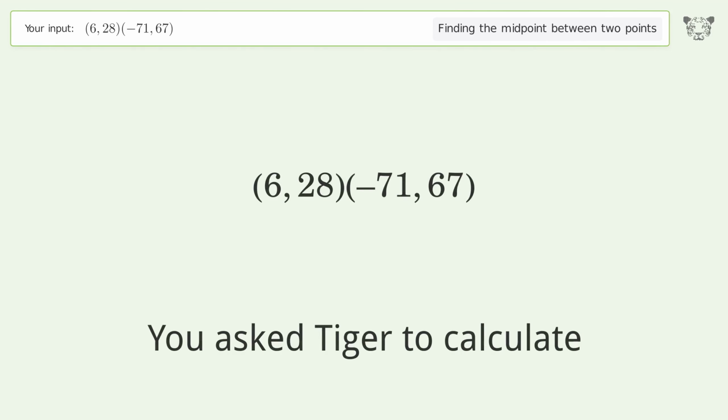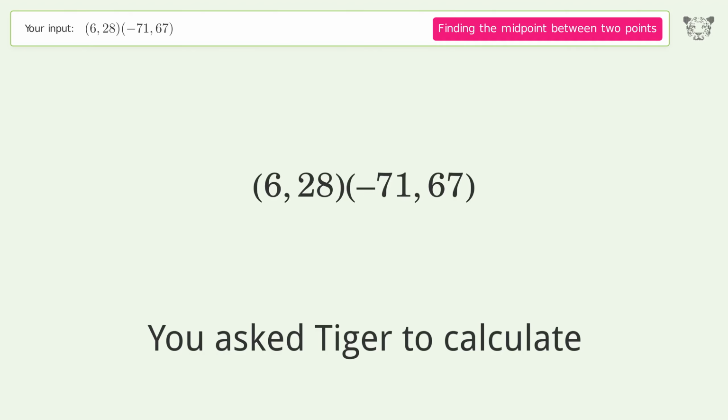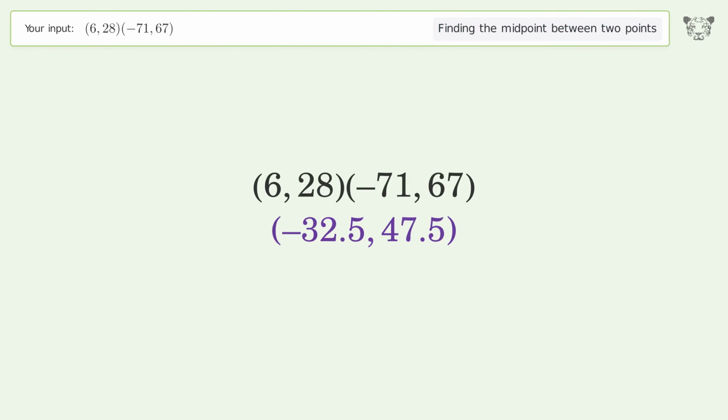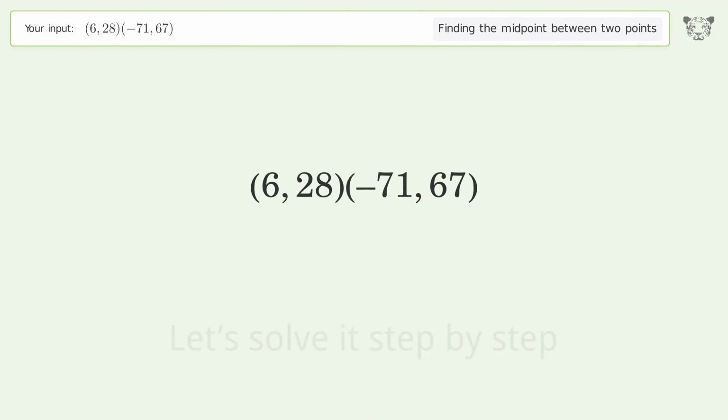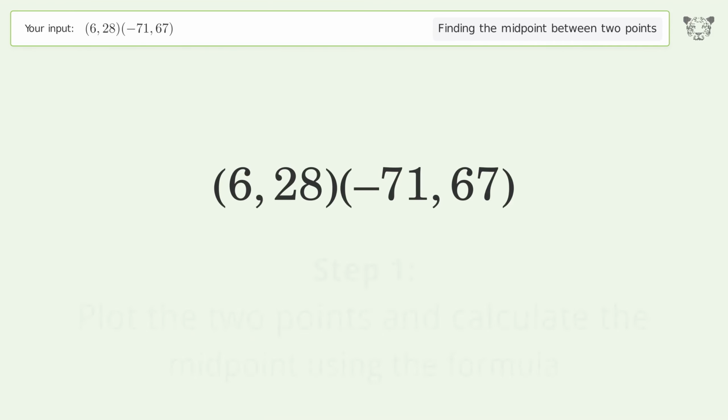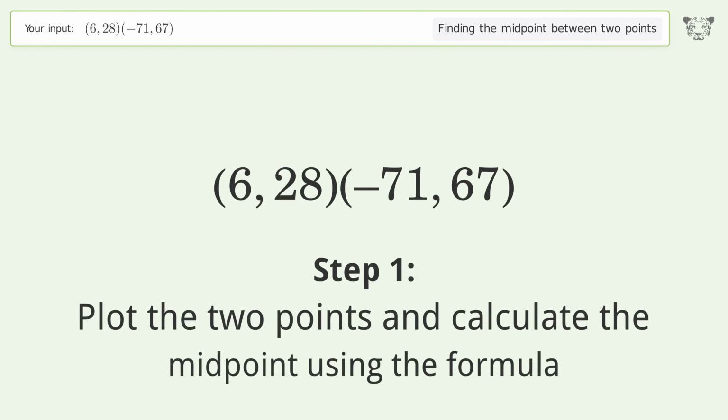You ask Tiger to calculate. This deals with finding the midpoint between 2 points. The midpoint between the 2 points is negative 32.5, 47.5. Let's solve it step by step. Plot the 2 points and calculate the midpoint using the formula.